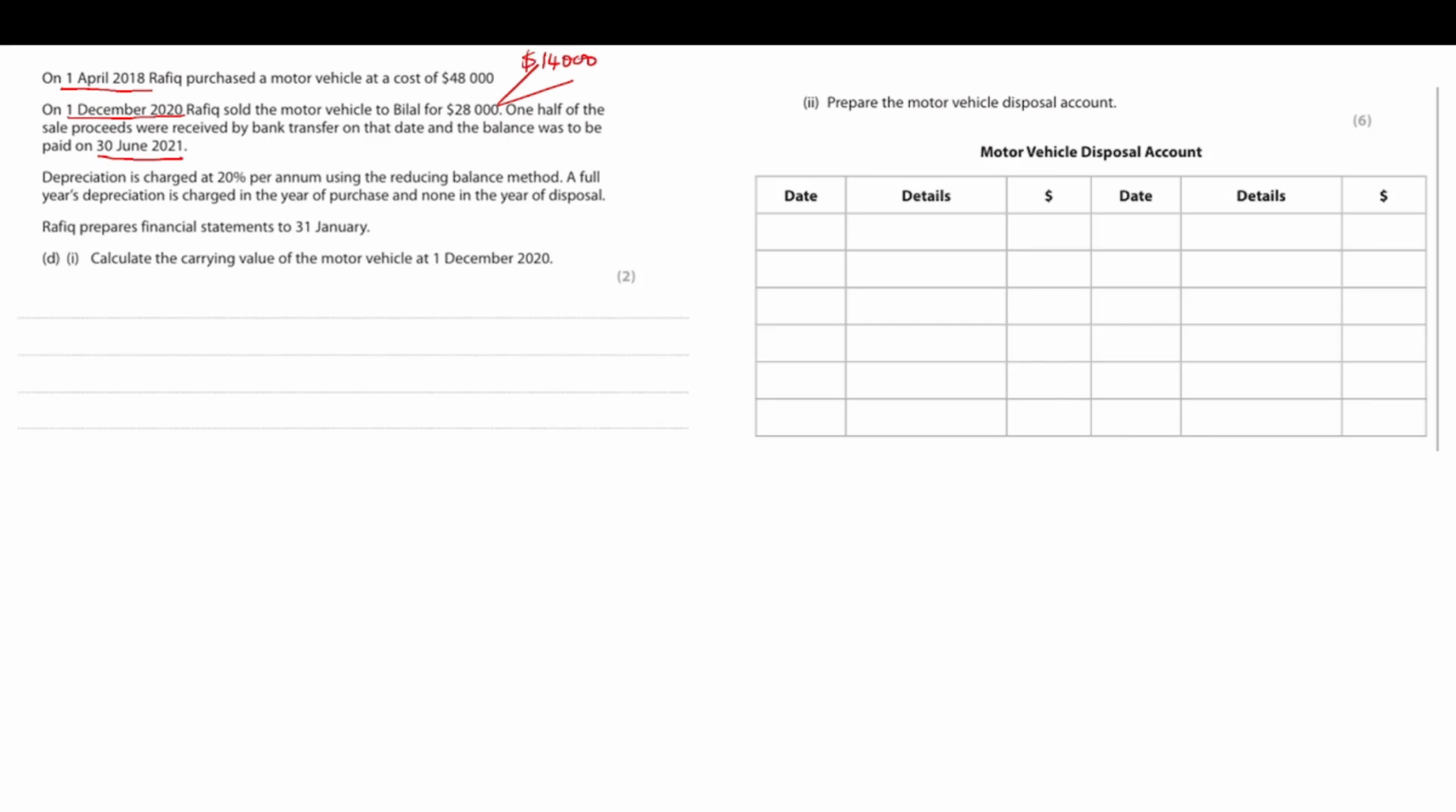$14,000, is by bank transfer. So that should reflect in the cash book. And the remaining $14,000, Bilal is a trade receivable. So he becomes a trade receivable.